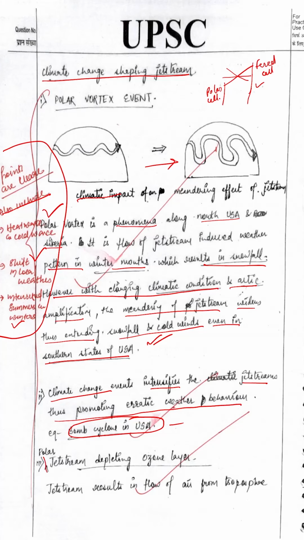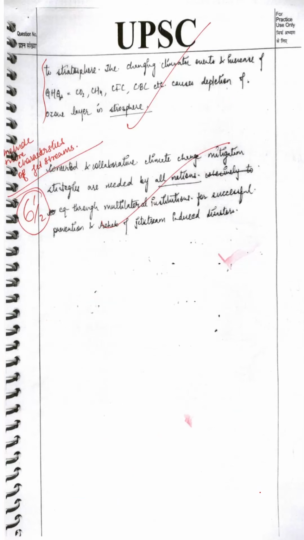Now next is the polar jet stream depleting the ozone layer. This is one of the conditions which is happening because of the presence of the jet stream. What jet streams do is result in the flow of air from the troposphere to the stratosphere. The changing climatic events and increase of greenhouse gases, for example CO, CH4, CFCs, etc., cause depletion of the ozone layer in the stratosphere. So this basically happens because of the presence of the polar jet streams.